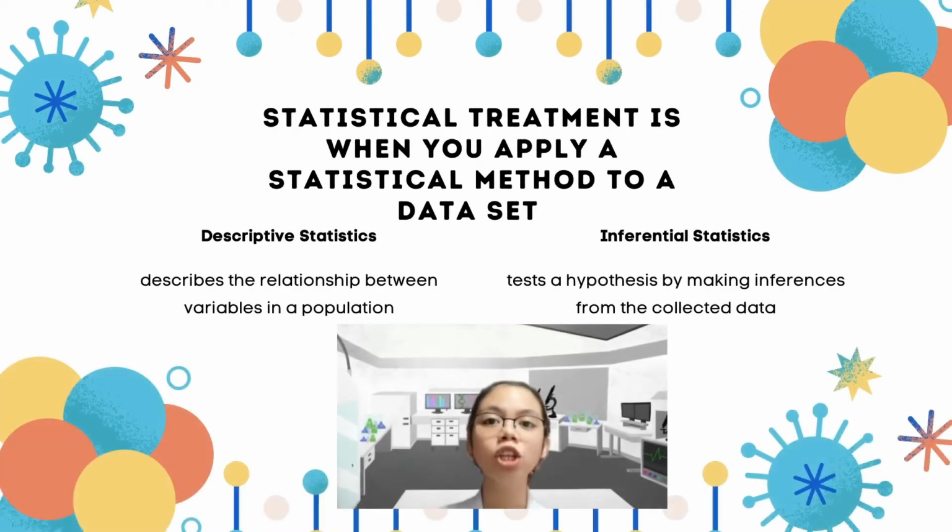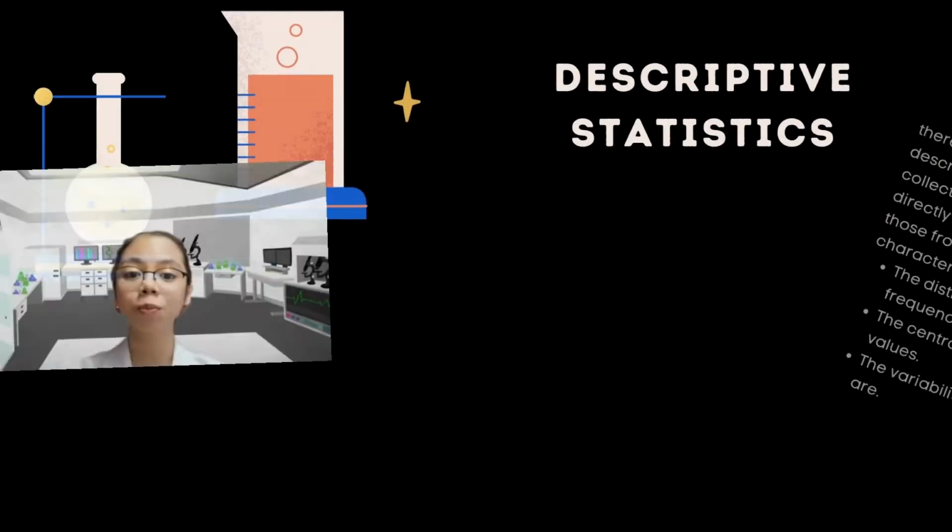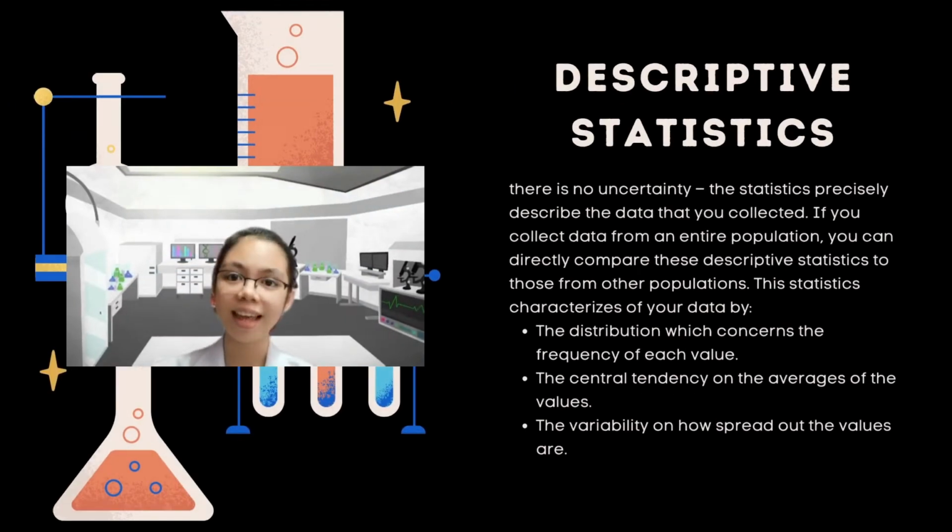Statistical treatment is when you apply a statistical method to a dataset, which can be either descriptive statistics, which describes the relationship between the variables in a population, or inferential statistics, which test a hypothesis by making inferences from collected data. In descriptive statistics, there is no uncertainty. The statistics precisely describe the data that you collected.